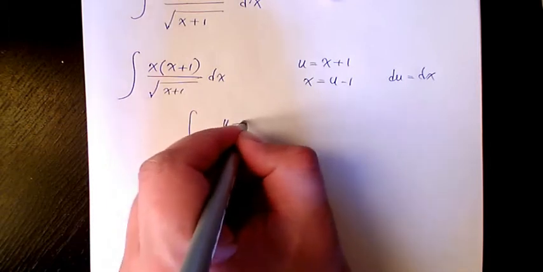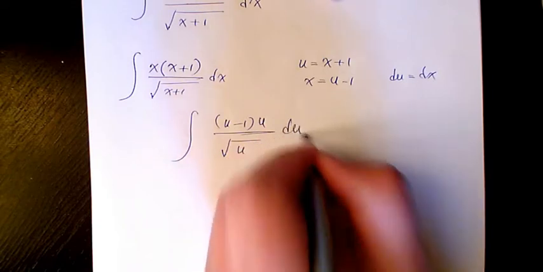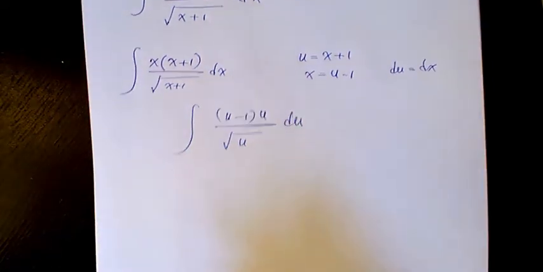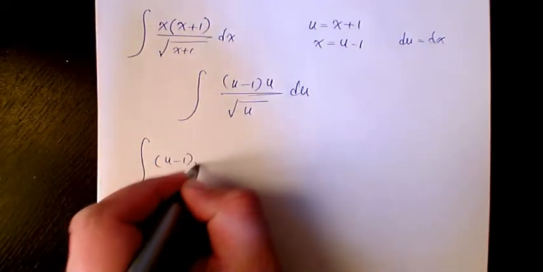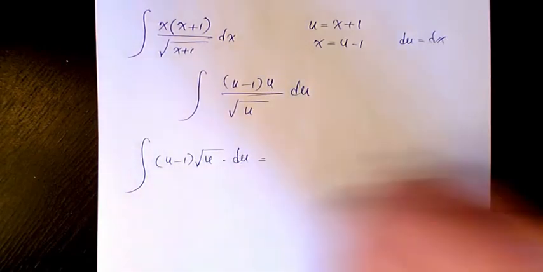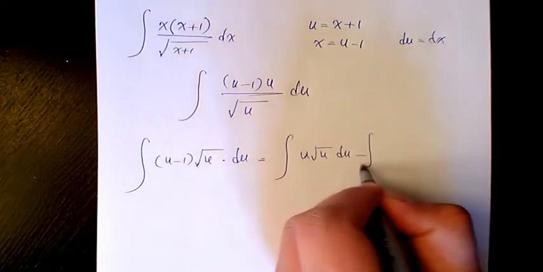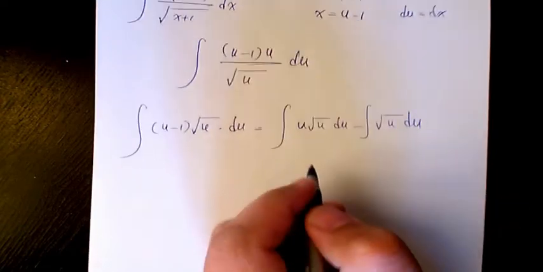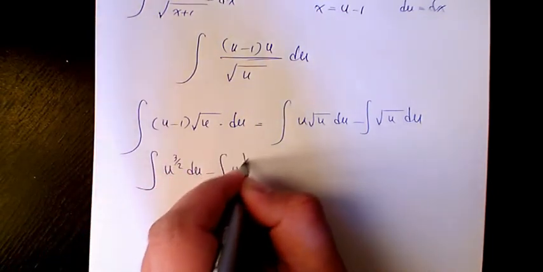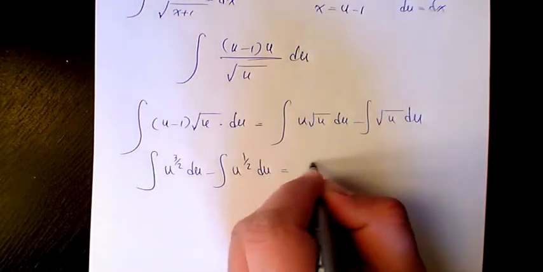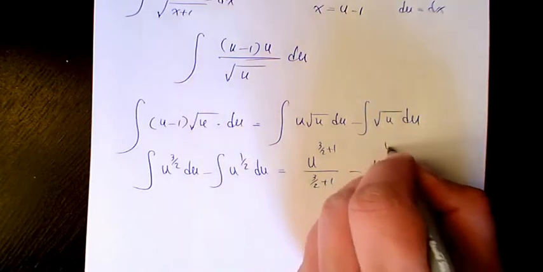So it's going to be u minus 1 times u over square root of u, and here we have du. When you cancel u and square root of u, it is going to be u minus 1 times square root of u times du, which is going to be u root u du minus root u du. So that's going to be u to the power of 3 over 2 du minus u to the power of 1 over 2 du. So it's going to be u to the power of 3 over 2 plus 1, over 3 over 2 plus 1, minus u.